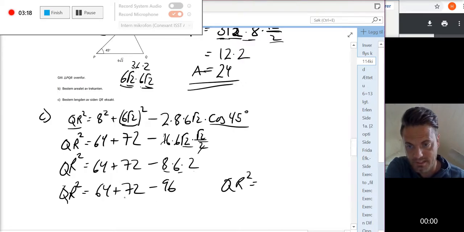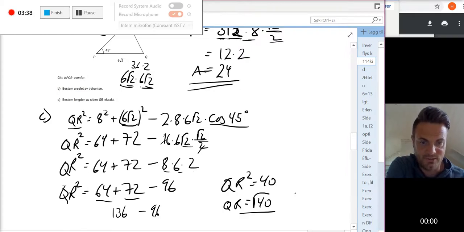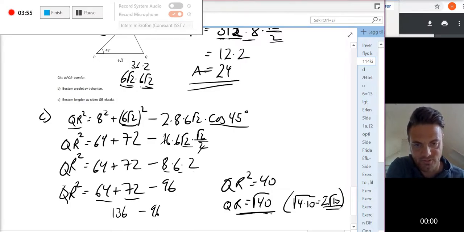And so on. We will get this plus this is 136 minus 96, which will be 40. Is that correct? And then we get QR is then the square root of 40. So that's the correct answer, but we can also write this as 4 times 10 if we want to do it nicer here. 4 times 10, and square root of 4 is 2, so I get 2 times square root of 10. But square root of 40 is a nice answer. So that was exercise 5.